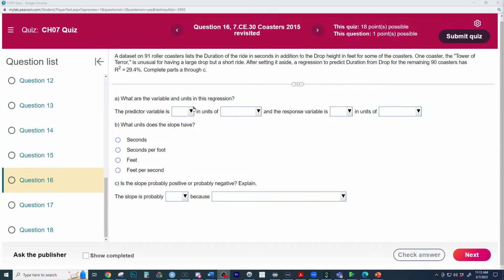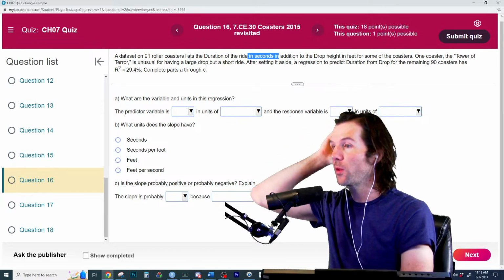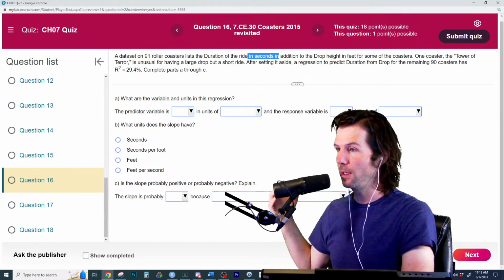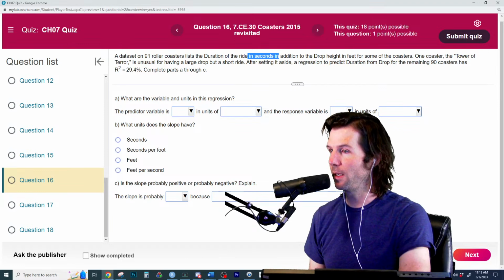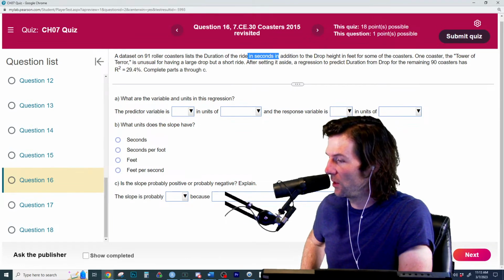Okay, so the predictor variable is, let's look at it. We got an R squared of 29.4%. Who can interpret the R squared right here? Now, this is very important. We are trying to figure out how long the ride lasts. So take a moment right here, see if you can do it. We're trying to figure out how long the ride lasts, using the drop in height to explain it.